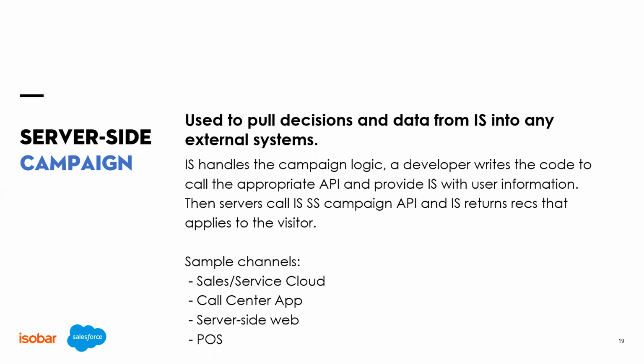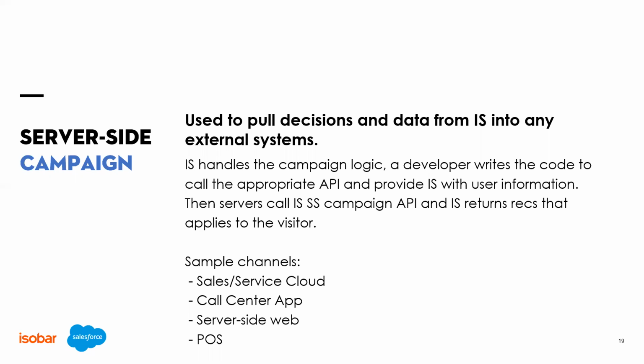So here you can see what kind of sample channels there could be. With Sales or Service Cloud, it could be your separate or external call center app. It could be server-side web or point of sale, even, let's say, an ATM. Even though Interaction Studio has a native integration with Sales and Service Cloud, the campaigns that we want to bring in are still managed by server-side campaigns.